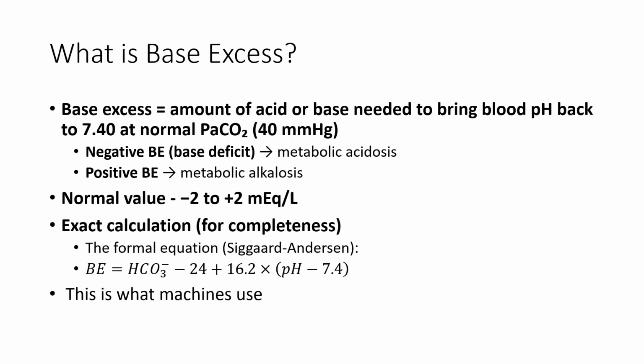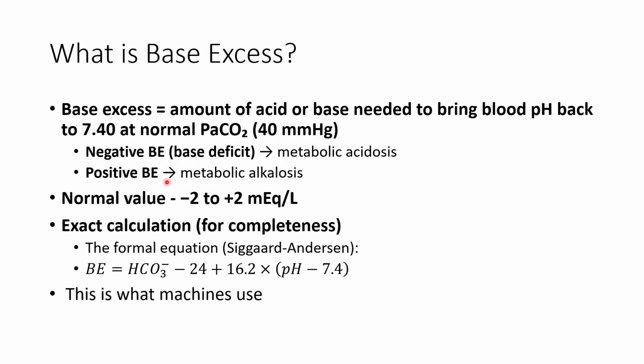So basically, base excess is the amount of acid or base needed to bring blood pH back to 7.40 at normal PaCO2. This is only in the definition, but in the report, it is independent of PaCO2. If there is a negative base excess, it indicates metabolic acidosis. If it is a positive base excess, that is the amount of base you require to bring pH back, that means it is alkalosis. -2 to +2 is normal.